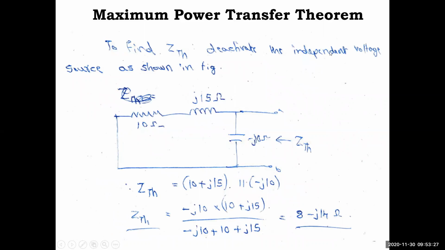To find ZTH, deactivate the independent voltage source as shown in the figure. Only one independent source is there, and that is removed, so it will be short-circuited. Now let's see how it looks from A and B.